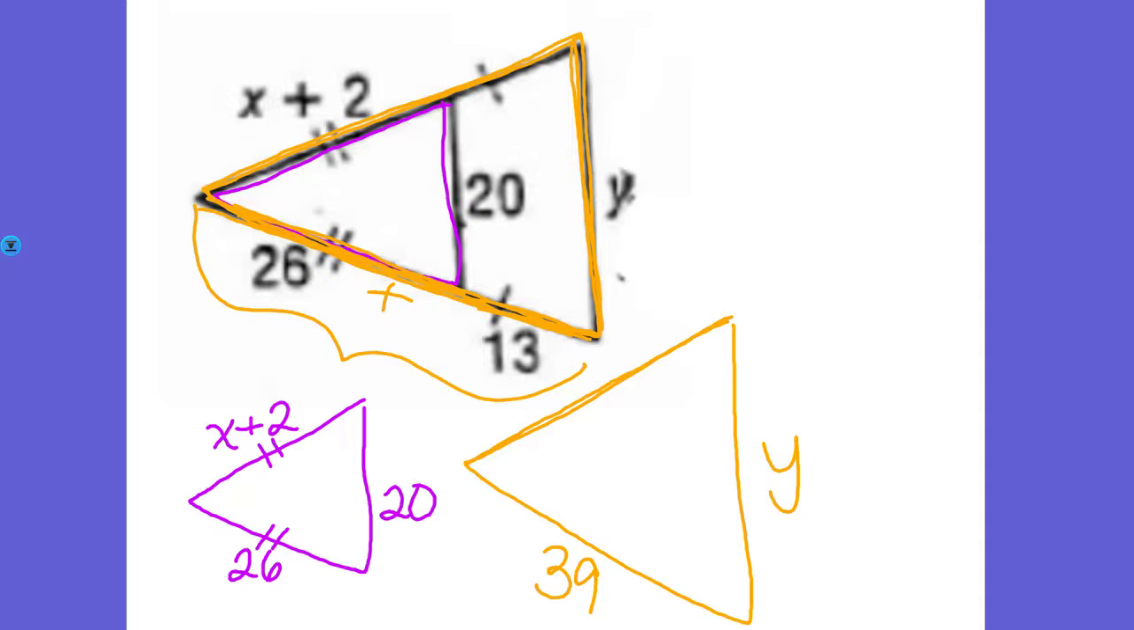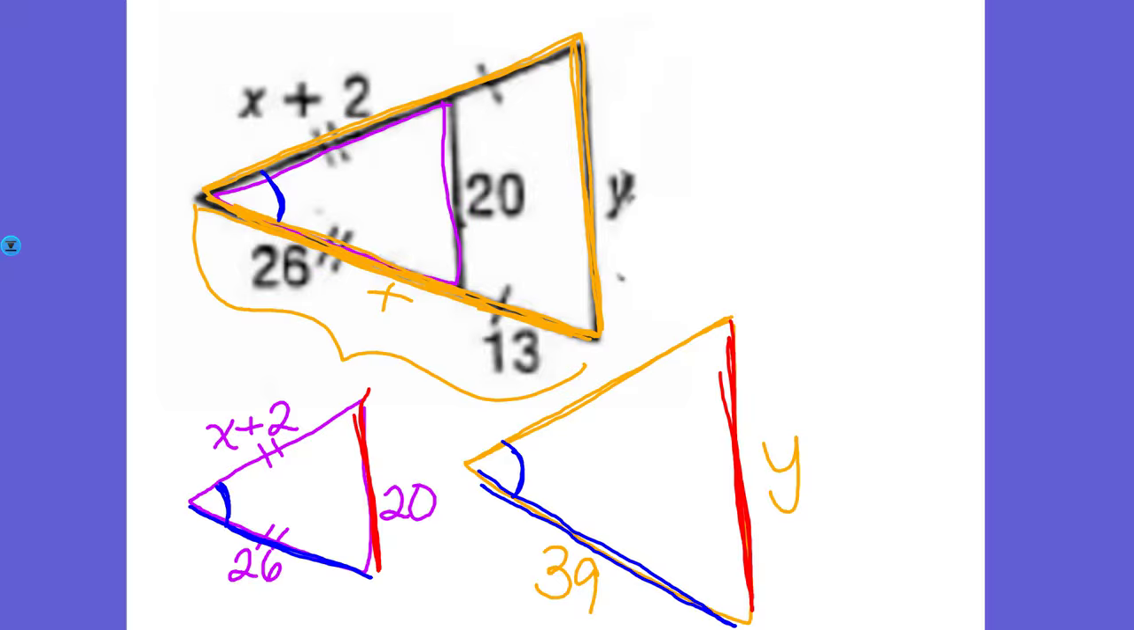So now I know if I'm looking at this top triangle, the purple triangle and the orange triangle, they both share this angle. So I'm going to use that angle as my reference point. So the side that is 26 is going to correspond with the side that's 39. So these two sides are going to correspond. And then the side that's 20 in the purple triangle and y, those are going to correspond as well.